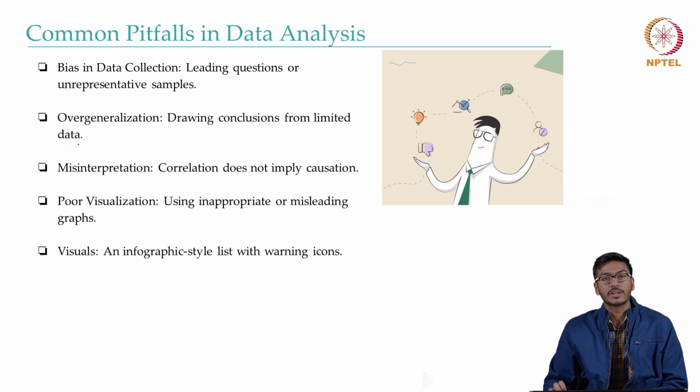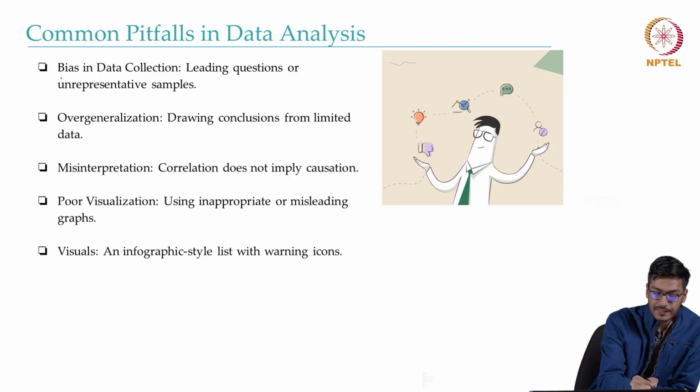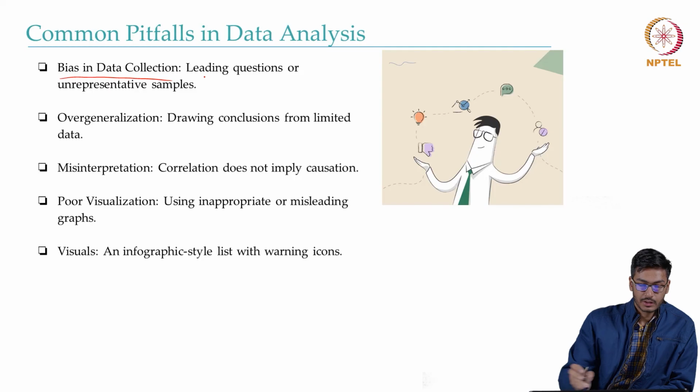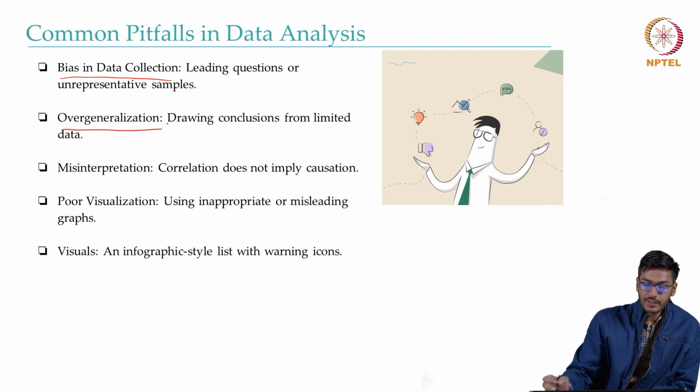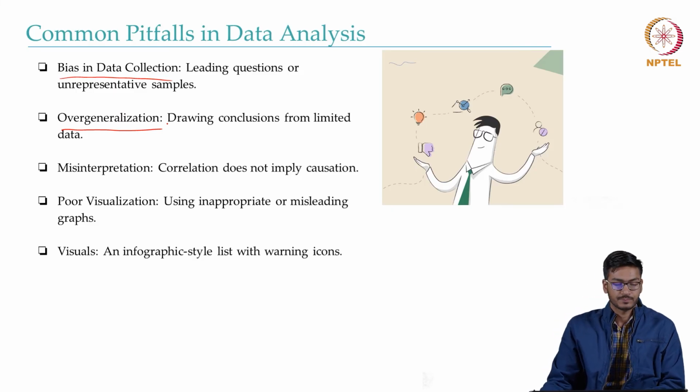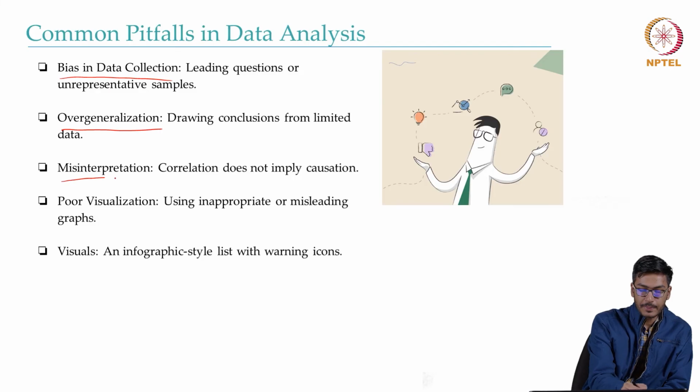While we do so, we also need to look at some of the common pitfalls or roadblocks that may come across while analyzing data. These may include bias in data collection, leading questions, or unrepresentative samples. If the sample of the participants chosen does not reflect how the actual users are going to look, a bias may creep into the survey. Next, overgeneralization can also happen when drawing conclusions from limited data. There also may be misrepresentation.